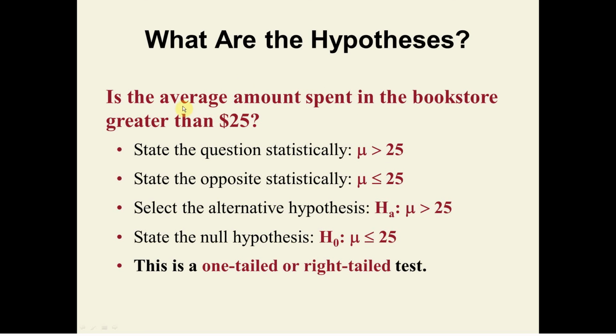How about this? What about the average amount spent in a bookstore is greater than 25? Again, we'll assume that spending is normally distributed, and so what we mean by the average would be the population mean. So we say the population mean average is greater than 25. So mu greater than 25. The opposite would be less than or equal to. This doesn't have the equal sign in it, so it's going to be the alternative. And this has the equality, so it's going to be the H naught. This is a one-tailed or a right-tailed test.